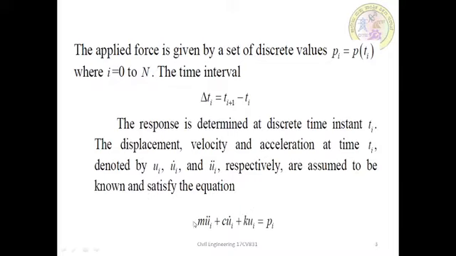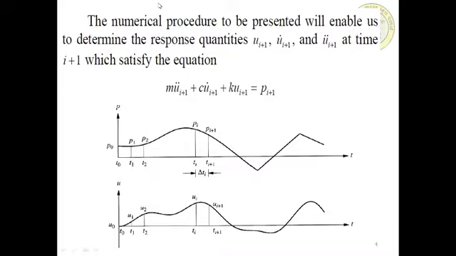This is the basic dynamic equation: m u double dot plus c u dot plus k u at the i-th interval is equal to p i. Now a numerical procedure is to be presented which will enable us to determine the next responses, that is u i plus 1, u dot i plus 1, as well as u double dot i plus 1 at the i plus 1 interval. That is again written as the basic equation.